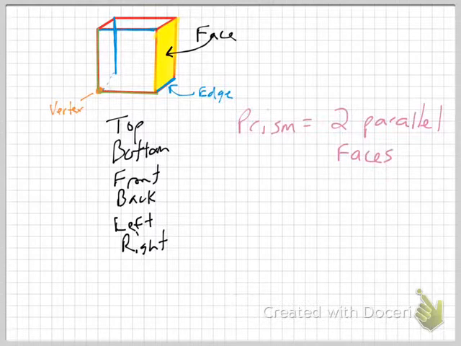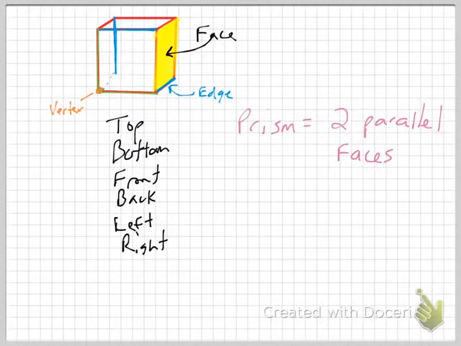Let's say this is the top of my box, and this is the bottom of my box. Are they parallel? Yes. If these two things went on forever, would they ever touch? No. Since that is true, it's two parallel faces that are also congruent. Do you agree that the top and the bottom here are the exact same shape? Yes. And they never touch? Those are parallel faces. Prisms have two parallel faces.